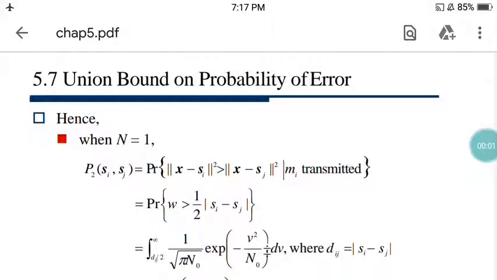We are attending the class on the union bound on the probability of error. Here, if n equals 1, then P2(Si, Sj) equals the probability that |x − Si|² is greater than |x − Sj|² when Mi is transmitted. The Euclidean distance must be lesser for the symbol to be transmitted.